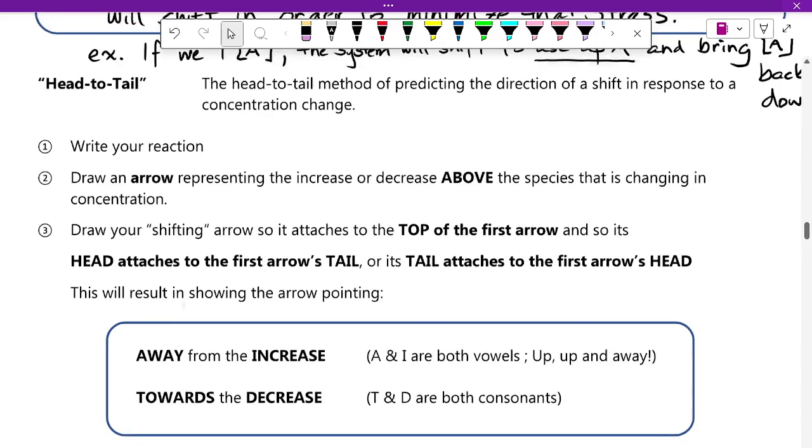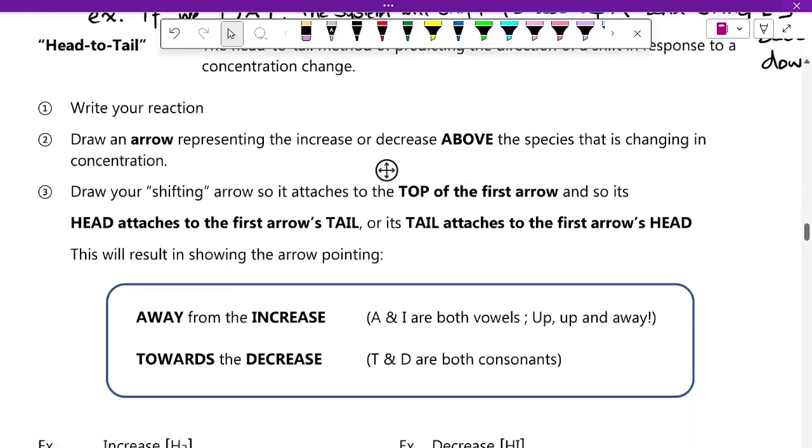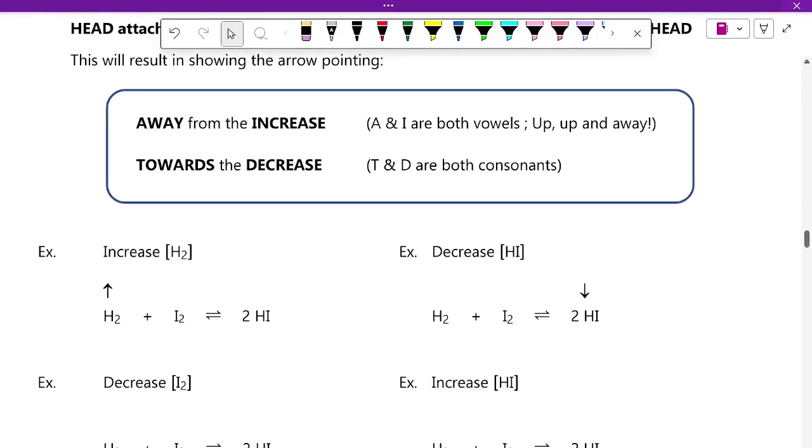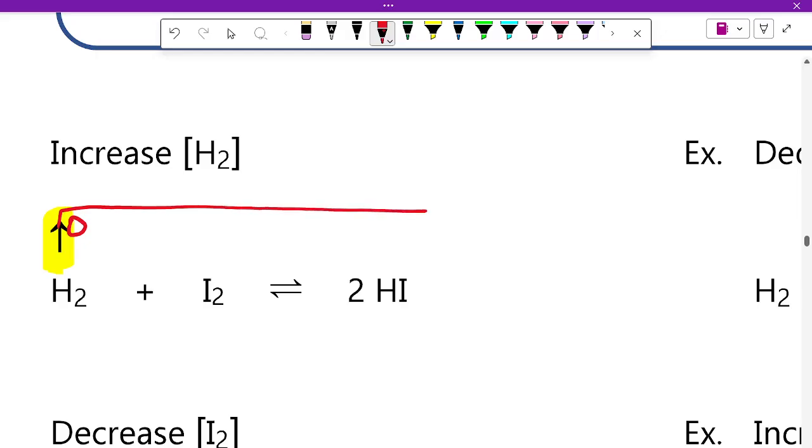Okay, bye. Okay, so head to tail method of predicting the direction of a shift in response to a concentration change. You write your reaction. This is sort of like the pulley method that I was talking about. You draw an up arrow representing your increase or a down arrow representing your decrease. So if we use our little pulley method here, if I increase the concentration of H2, our pulley would go here. We would go over top, make sure you go over top of the equilibrium arrow.